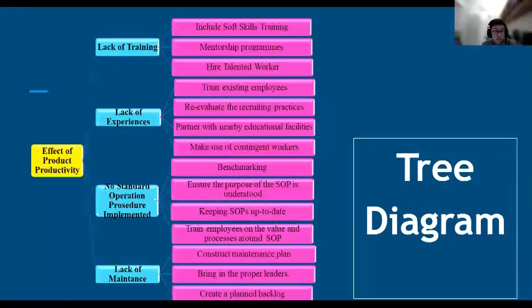For the no standard operation procedure SOP implemented, we can use benchmarking, ensure the purpose of the SOP is understood, and keep the SOPs up to date. Lastly, to solve the problem of the lack of maintenance, we can construct the maintenance plan, bring in the proper leader, and create a plan backlog.